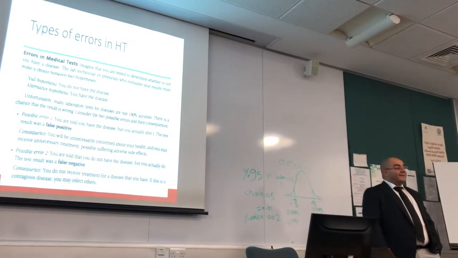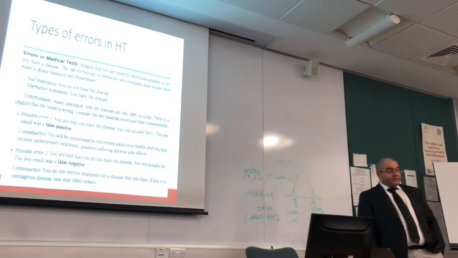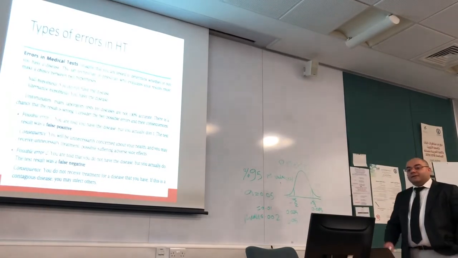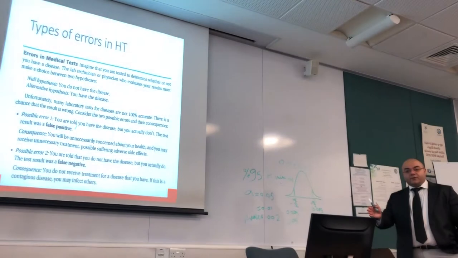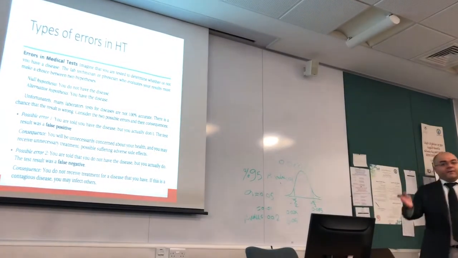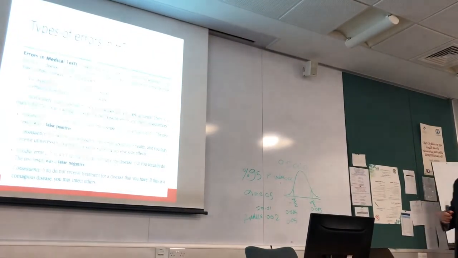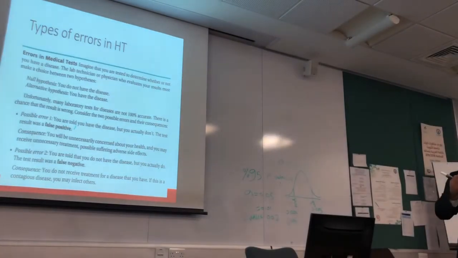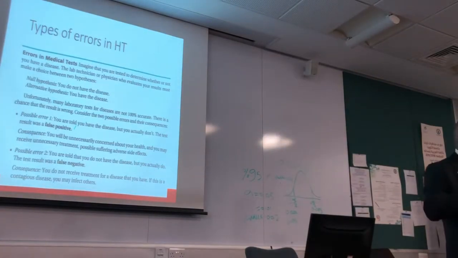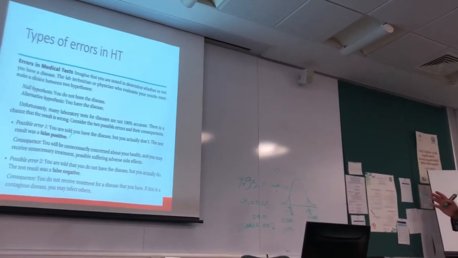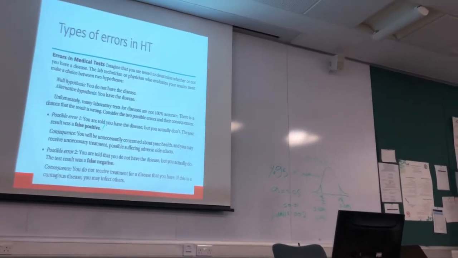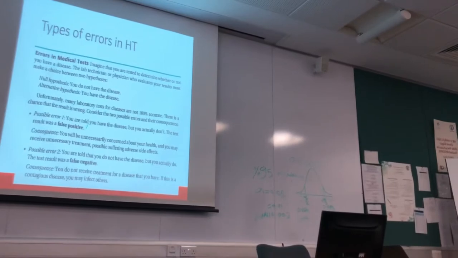There is something called sensitivity and specificity. Okay? One means the probability to detect a positive individual, the other the probability of detecting a negative. We will talk about this in the series. So there is no test that gives you 100% accuracy to identify that you are truly positive or truly negative. Chance that the results are wrong: consider the two possible errors and their consequences.